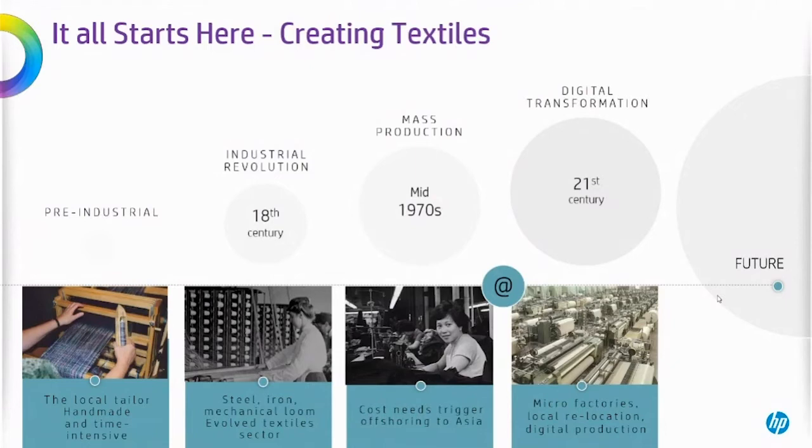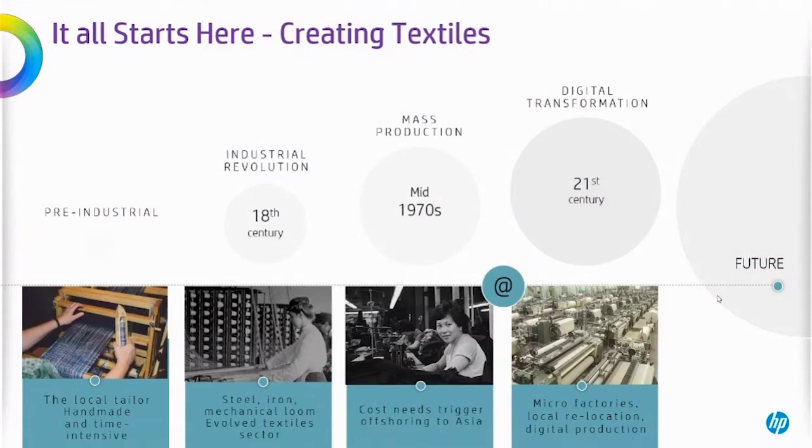Then in the 70s, because of cost and pricing, everything started to go offshore to Asia. Down here in the South, where I'm from, I live in what's called the textile belt that goes from Mississippi all the way to North Carolina. The Carolinas are actually a hotspot for textiles. A lot of jobs got lost during that period.